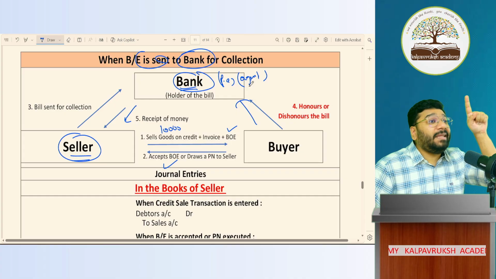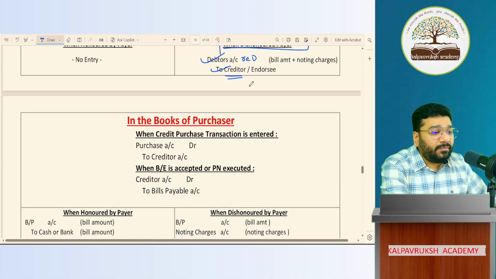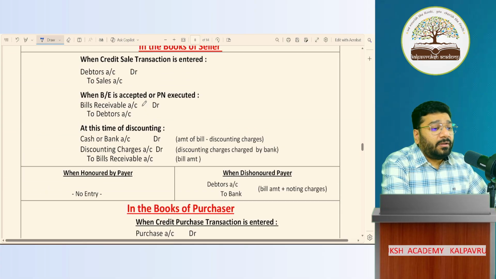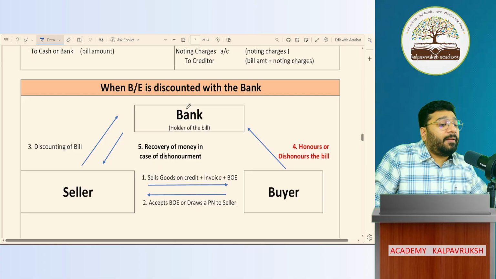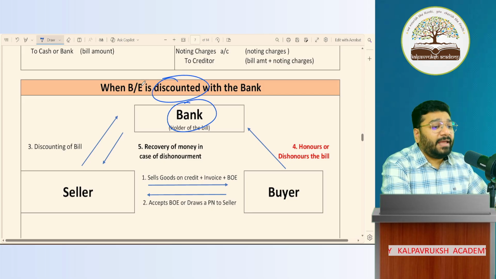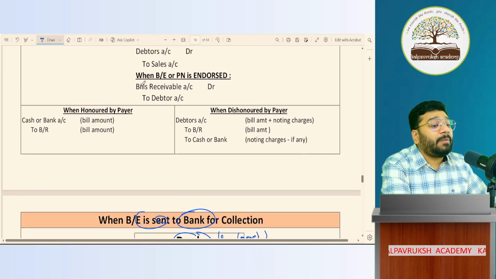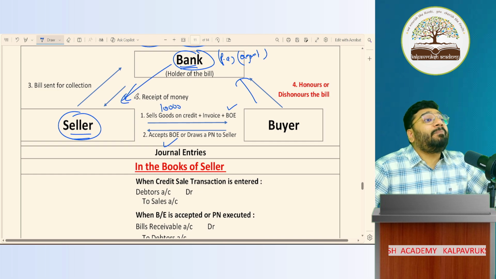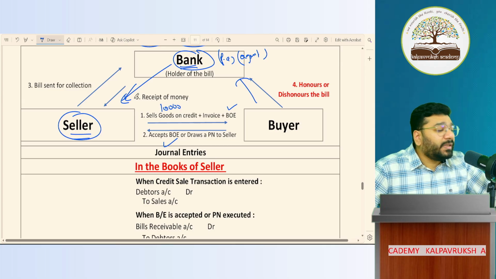He is not the party. Unlike in the previous case, where the bank is a separate party in case of bill discounted, here the bank is not a separate party. Understood? Who is the bank here? He is a representative of the seller. Got it, not got it?